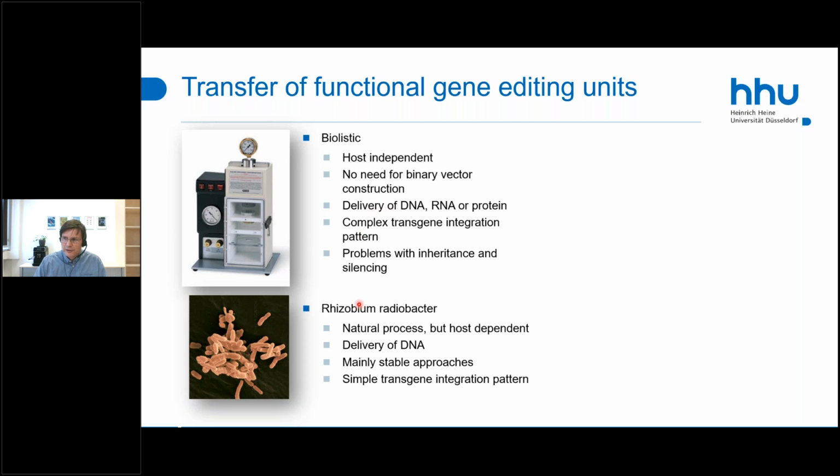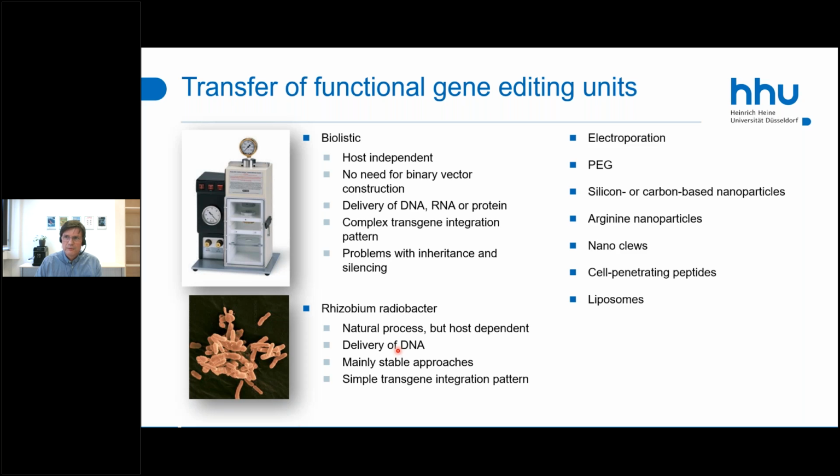On the other hand, Rhizobium radiobacter is a natural process which we make use of. And so this is mainly host dependent. We can only deliver DNA, but it's mainly used for stable approaches, and it has the benefit of simple transgene integration, which allows easier inheritance and stability of expression.